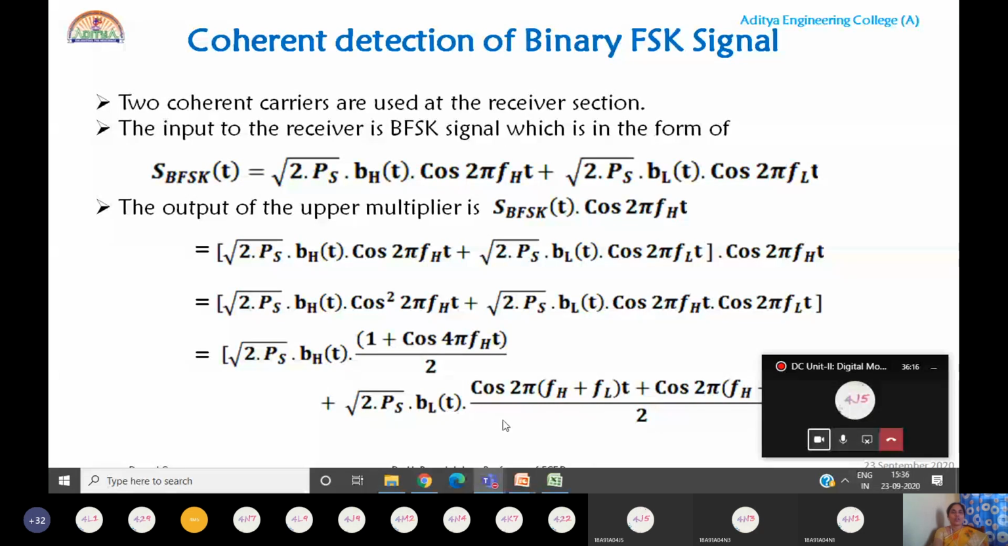Already the correlator consists of a multiplier followed by a low pass filter. Now this whole multiplier output should be fed to low pass filter 1. The low pass filter does not allow the higher frequency components and the mixed frequency components. Can anyone tell me, if the multiplier output is fed to the low pass filter, what is the low pass filter output? The low pass filter does not allow higher frequencies and mixed frequencies, so what is its output then?